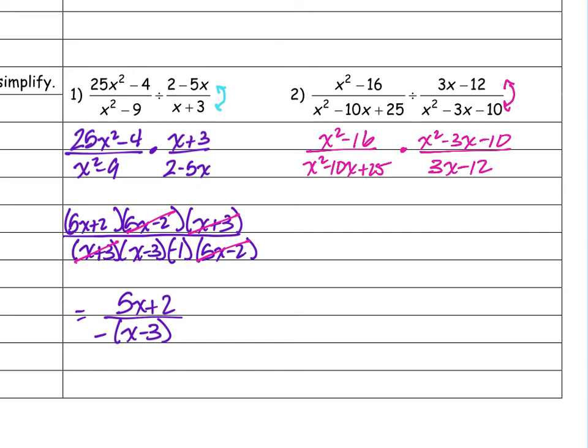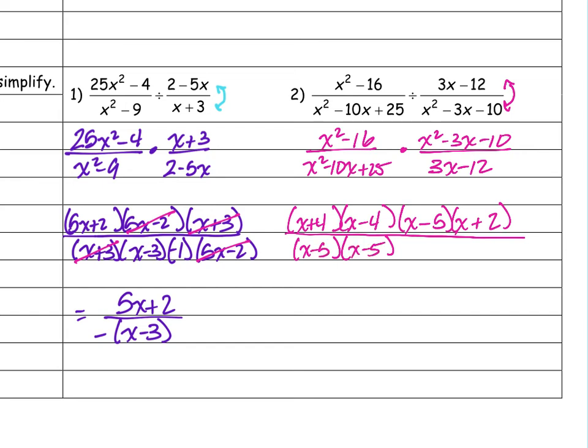Okay, so now I'm going to factor. So this first one factors to, let's see, x plus 4 and x minus 4. And the second one is going to factor to 5 and 2, negative 5 and plus 2. Yeah, that's negative 3. Okay. And then the bottom is going to factor to x minus 5 and x minus 5. And I can factor 3 out and get x minus 4.